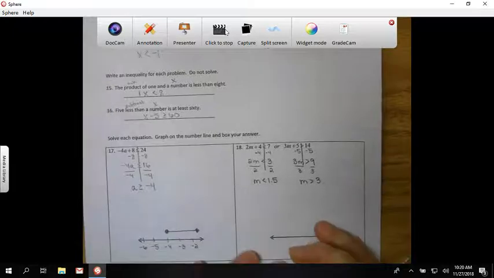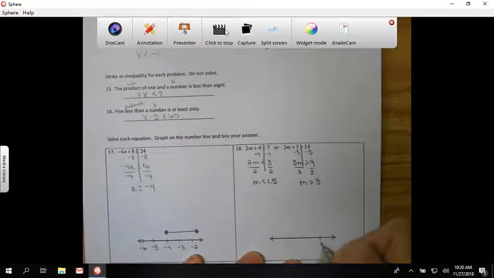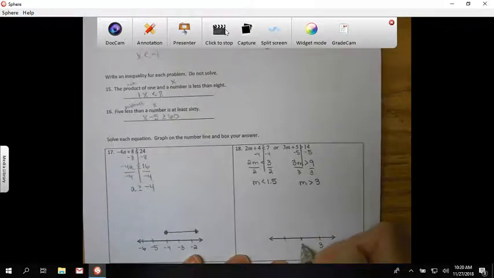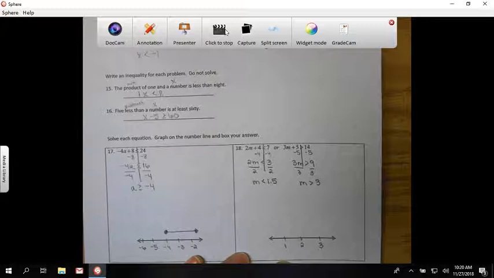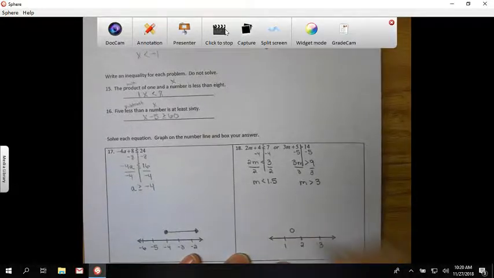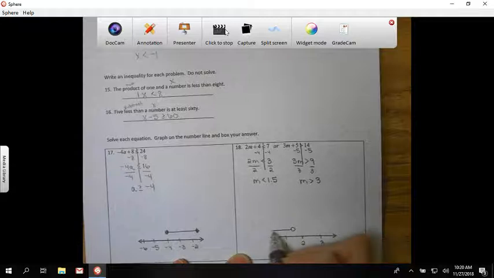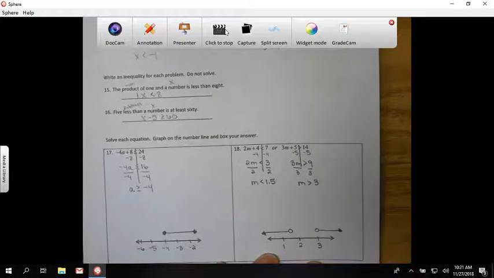So I need to put both of these numbers on my number line. So 3, and 1, we'll put 2 here, we'll put 1 there, so 1.5 is right in between. It's just less than, so open circle, and to say less than would be to go to the left. It's greater than 3, still open circle, and everything to the right.